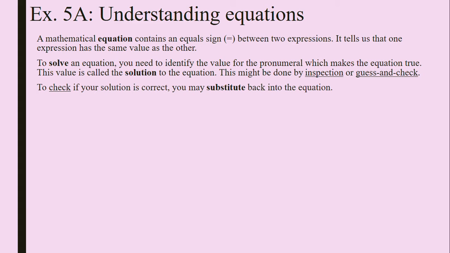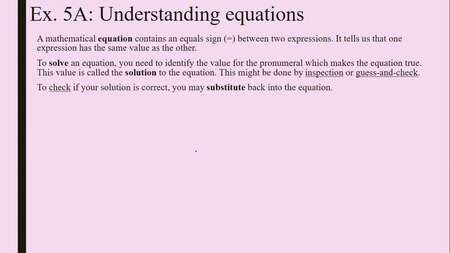To solve an equation, you need to identify the value for the pronumeral which makes the equation true. This value is what we call the solution to the equation. You might find it by inspection or guess and check. In inspection, you can just look at the question and figure it out. Or guess and check, you might pick a few different values for the pronumeral and see which one makes the equation true. To check if your solution is correct, you may, and you should, substitute back into the equation.